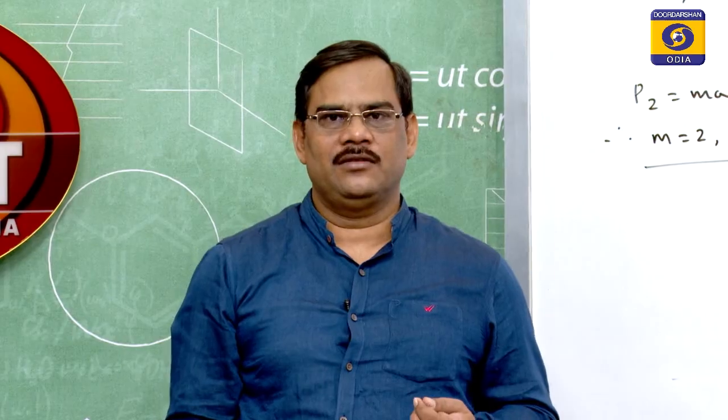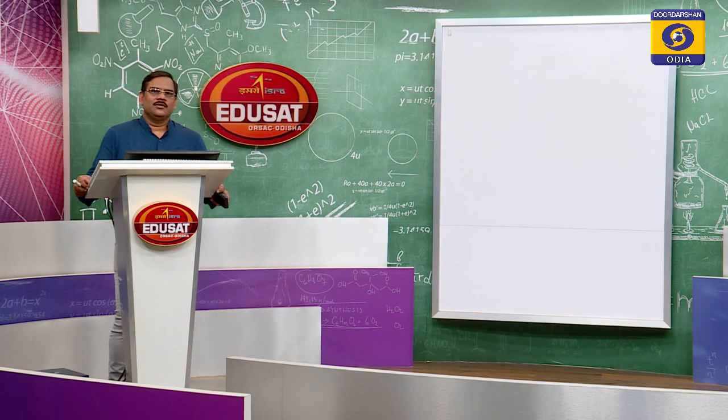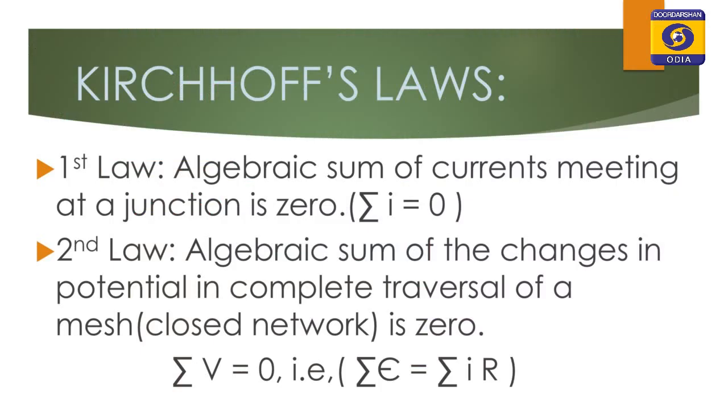of cells. So, now we are going to discuss Kirchhoff's laws. The first law of Kirchhoff is stated as: the algebraic sum of currents meeting at a junction is 0. What do you mean by a current? A current flows due to a potential difference.